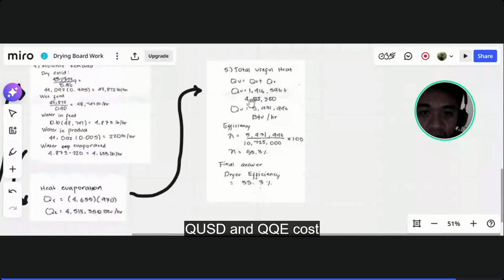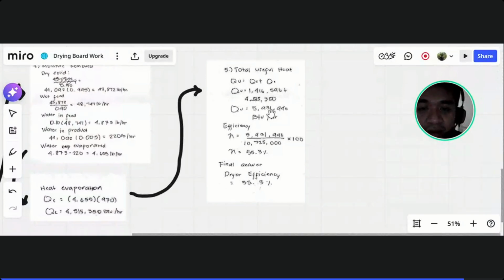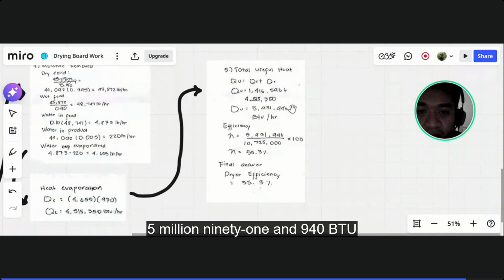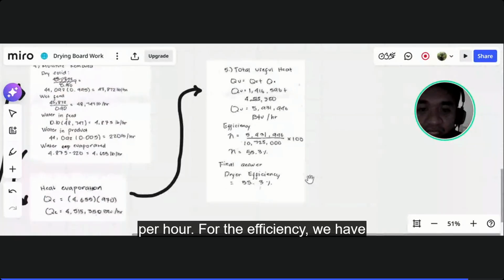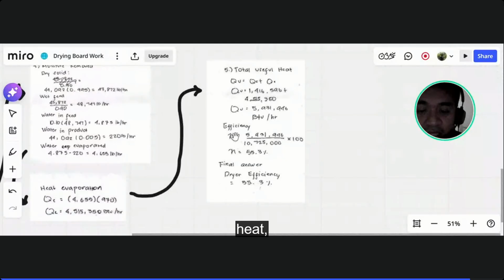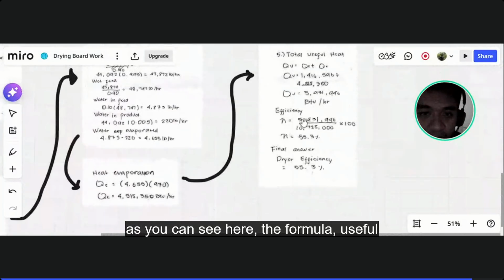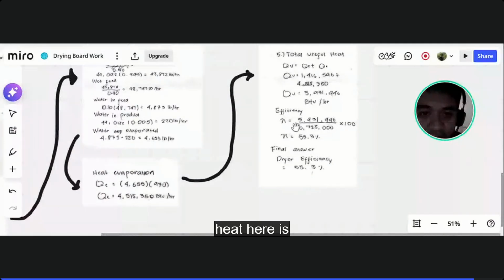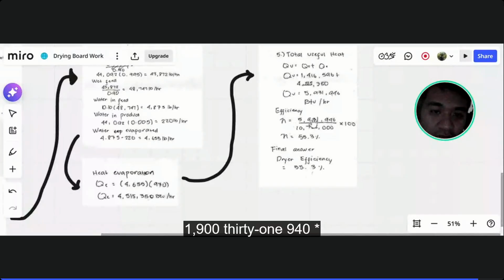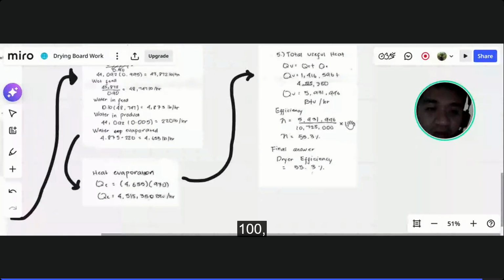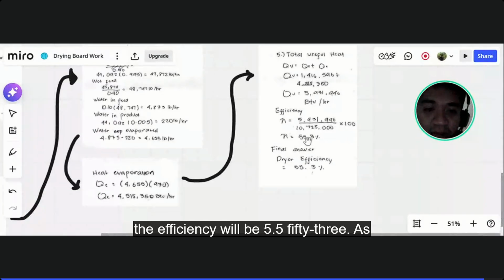For the total useful heat, Qu, equals 1,416,596 plus 4,515,350. It equals 5,931,946 BTU per hour. For the efficiency, as you can see here, the formula is useful heat divided by heat input. So we have useful heat of 5,931,946 divided by 10,725,000 times 100. The efficiency will be 55.3.